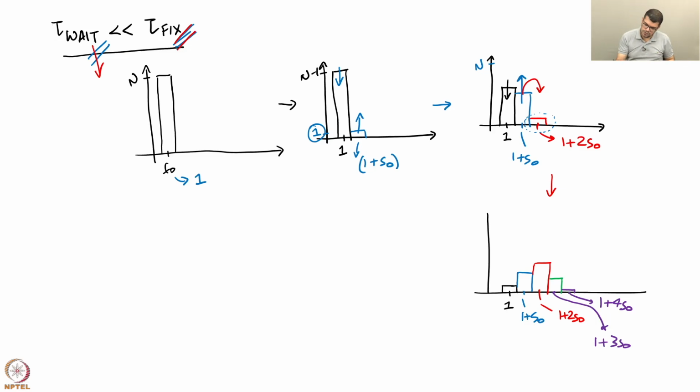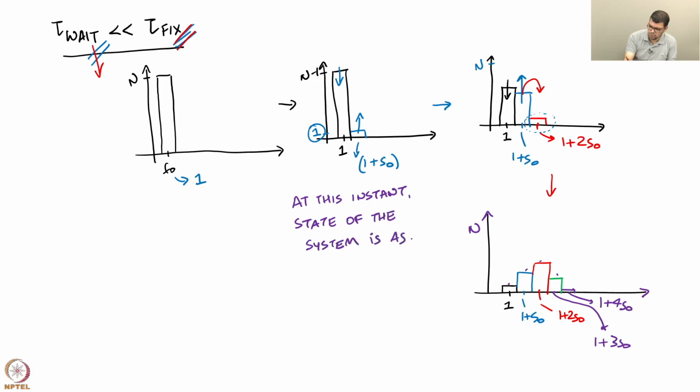So, now let me ask you: if the system is at this particular state, we have these 5 frequency bars associated with the 5 genotypes that exist in the population. Which of these is increasing? So, let us say at this instant, the state of the system is as shown in the figure here.